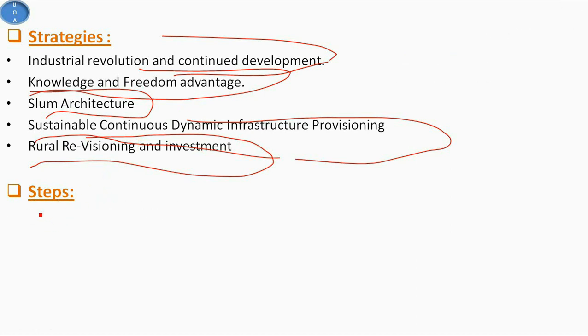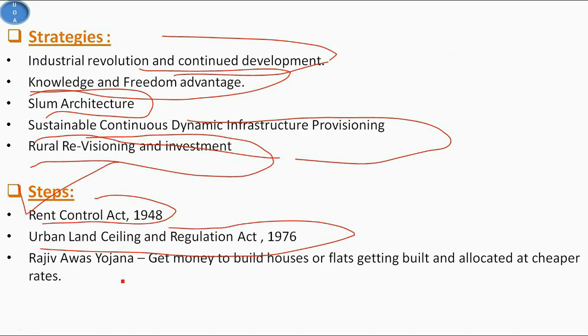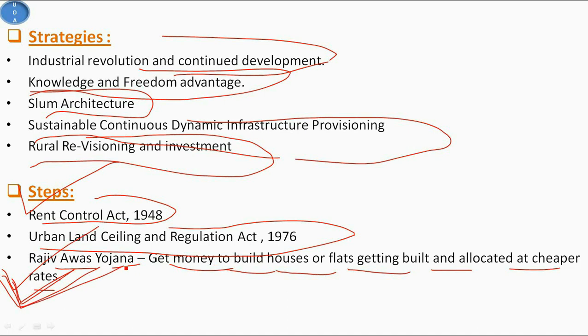Then the steps that the government has taken are, first, the Rent Control Act 1948, then the Urban Land Ceiling and Regulation Act of 1976, and Rajiv Awas Yojana, under which they get money to build houses or flats built and allocated at cheaper rates, and you should update yourself on the government schemes related to the slums.